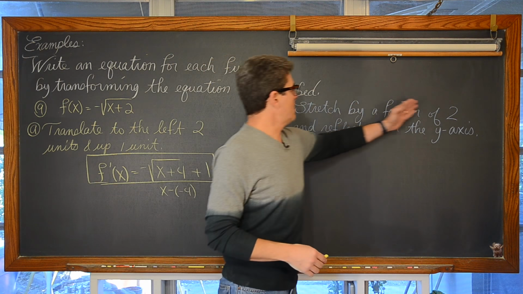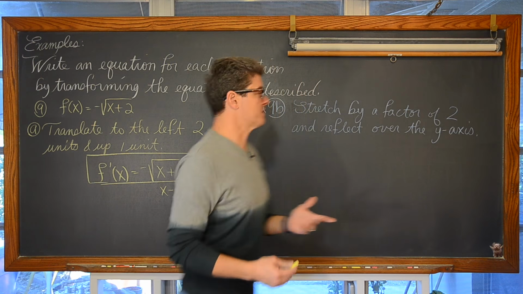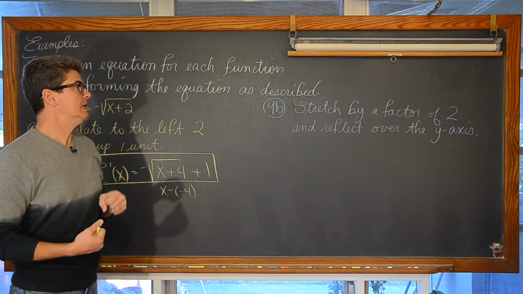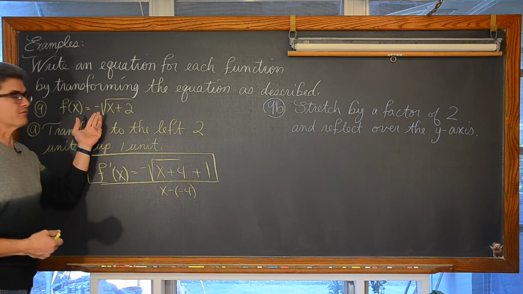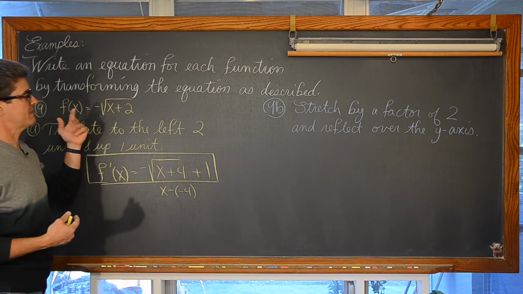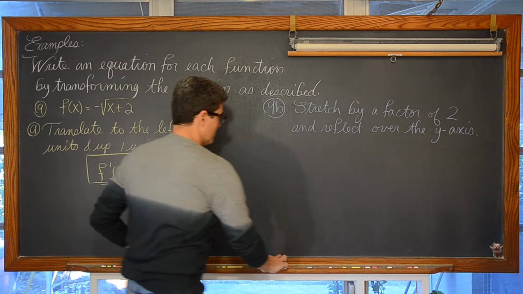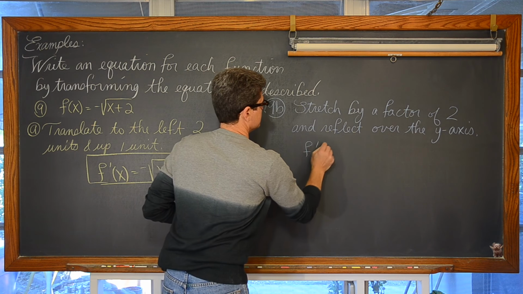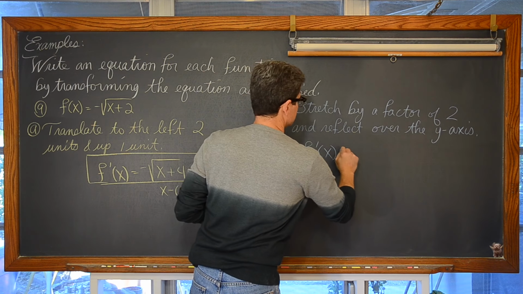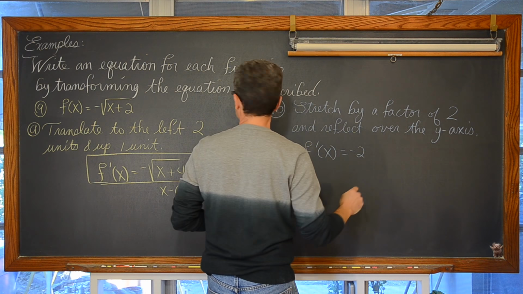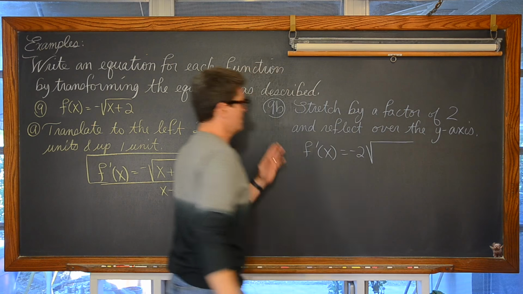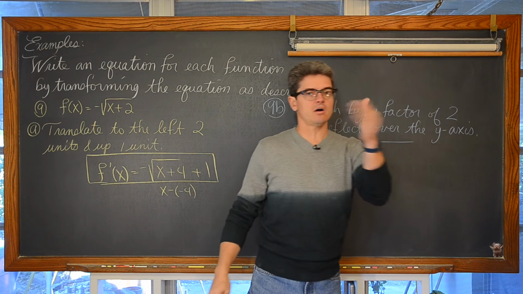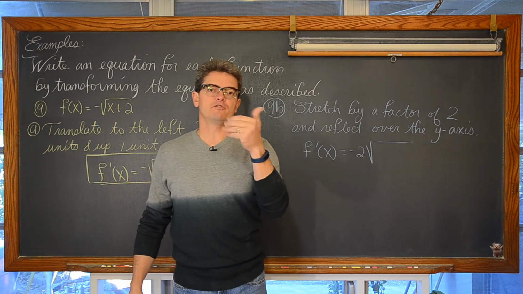Now in B, I want a stretch by a factor of 2. That's pretty simple. The vertical stretches are about A, and that's right out in front of the main function. So that part is actually a pretty simple part of our solution here. And then things get a little bit tricky. It doesn't seem like it should be, but it's reflected over the y-axis. Well, a reflection over the y-axis is caused by a coefficient of b, which is negative.